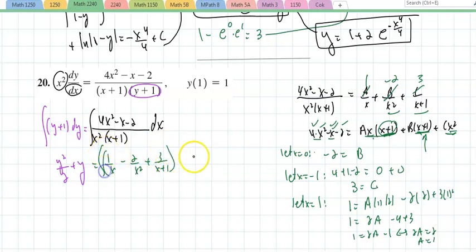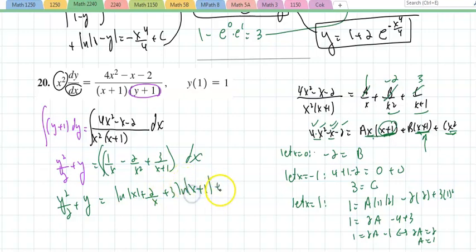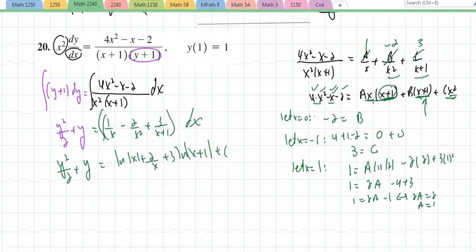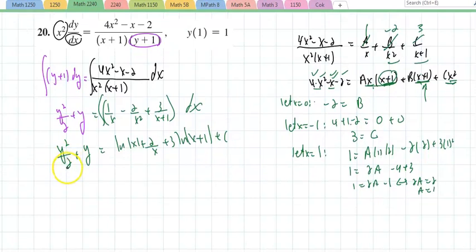I didn't integrate yet. I just integrated the left side. So y squared over 2 plus y equals natural log of x plus 2 over x plus 3 natural log of x plus 1 plus C. I need to solve for y if I can, and here I can. If I multiply by 2, I'll get y squared plus 2y equaling twice natural log of x plus 4 over x plus 6 natural log of x plus 1 plus C.